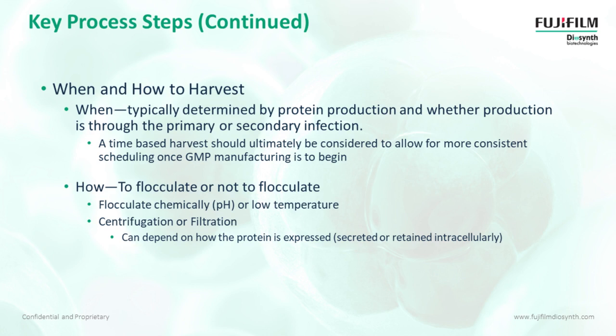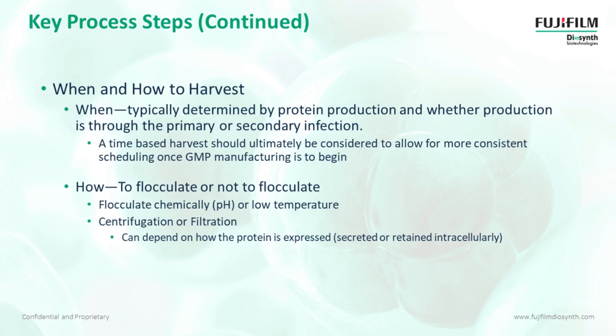And then the last step that we focus on a lot is when and how to harvest. Insect cell culture, there's a lot of different ways to determine when to harvest. A lot of literature out there will say find whatever your peak cell density or your peak viability is, and once it starts declining, harvest within 24 hours.